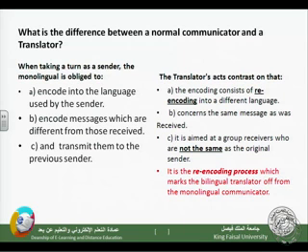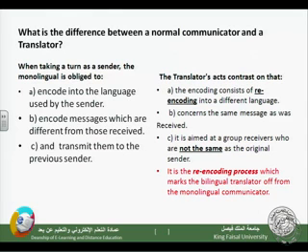Now, when you receive a message from a sender, you encode it, but very different from the sender, whereas the translator, he has to concern himself with the same message. He cannot change the message.